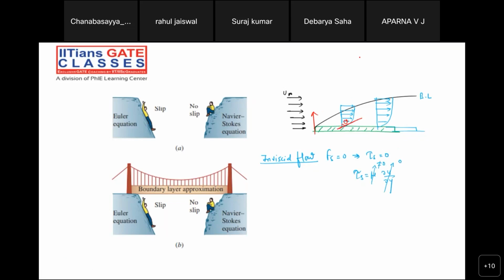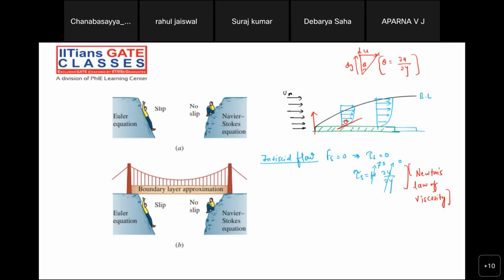Theta. How to calculate theta? Du by dy. Are you getting my point? Basically, we are doing partial differentiation because it may be a function of x or it may be a function of y. So we are bothering only about partial differentiation. So this is what we are writing based on Newton's law of viscosity. This is from the very first chapter called fluid properties.